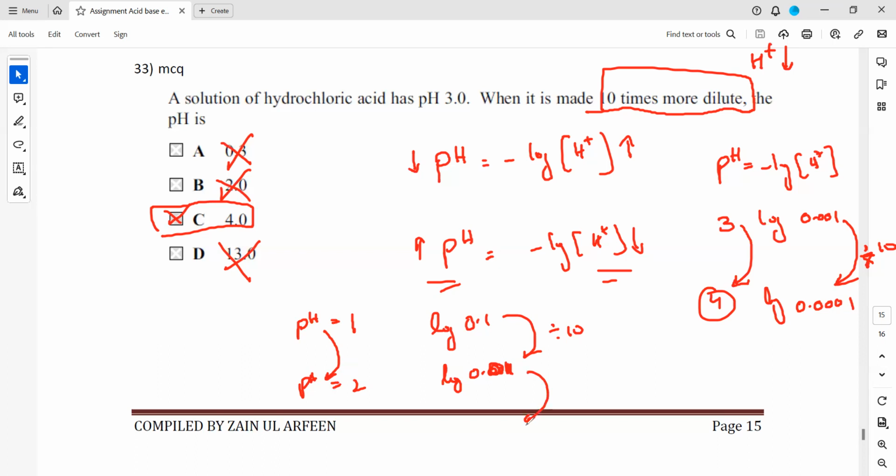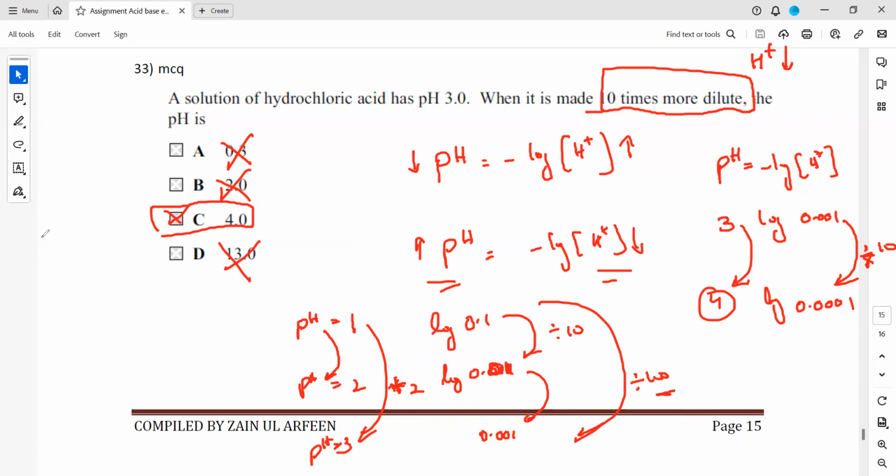If we change the concentration to 0.001, it means from the original value we have decreased by 100. So if we divide it by 100, what will happen? It will increase by factor 2, because 2 zeros are there. So this will be pH 3. So the relation between the log and the pH: if it is multiplied by 10, it will increase by 1. If it is divided by 10, it will decrease by 1.